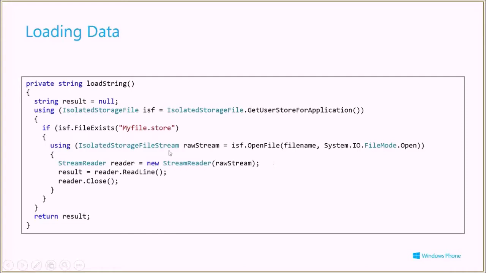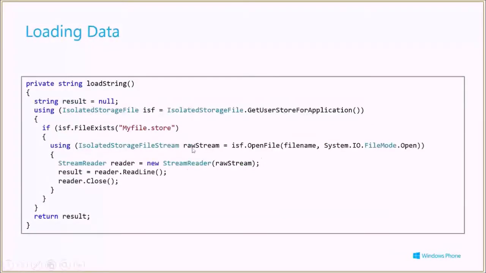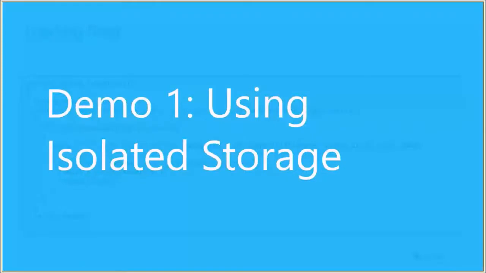So you create a file stream, and with the file stream you open the file, give it the file name, and the file mode is Open. And then you create a stream reader. Before, you used to create a stream writer; now for the stream reader you pass in the file stream, and then you read what's inside that file, close the stream reader, and return the result, which is what's been loaded. So let's see a quick demo.